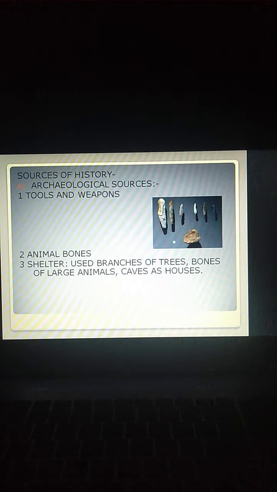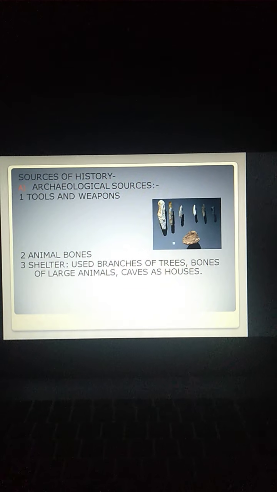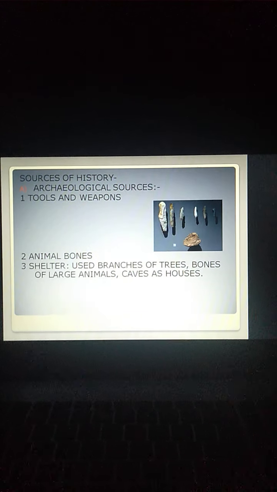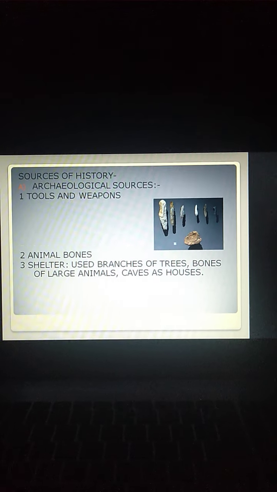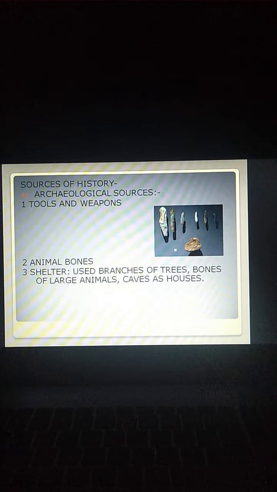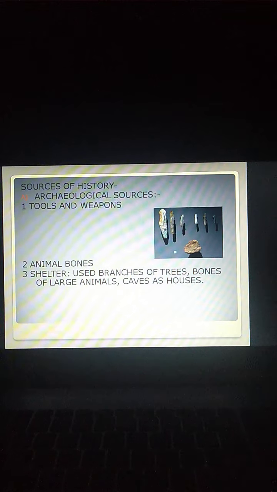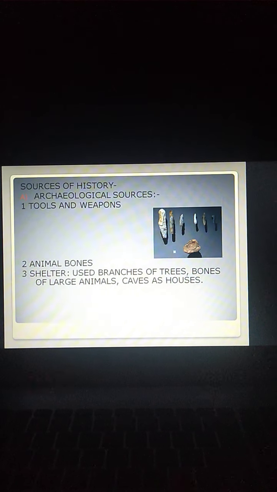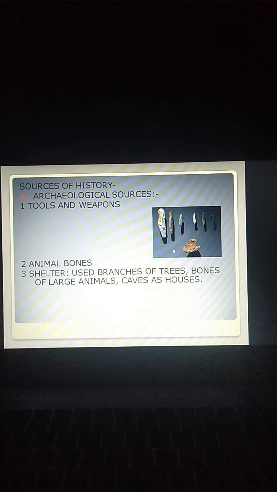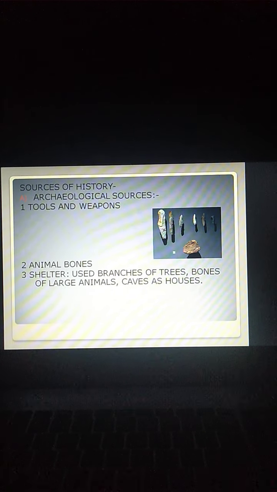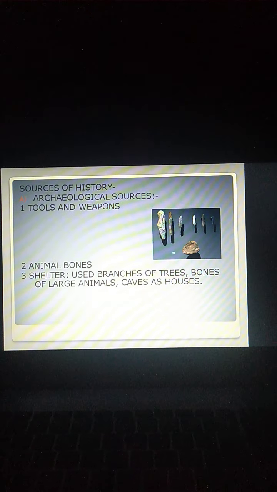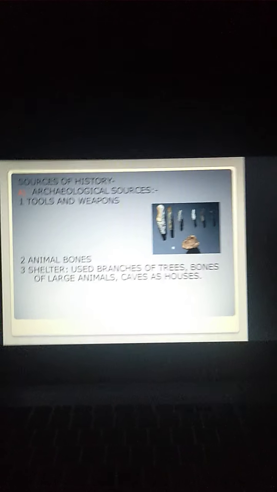Like in the pictures, you saw that tools made of stone were mostly used. Animal bones. They also found various animals' bones which belong to a particular historical period. Then shelter. In early times, people used branches of trees, bones of large animals and caves as their houses.